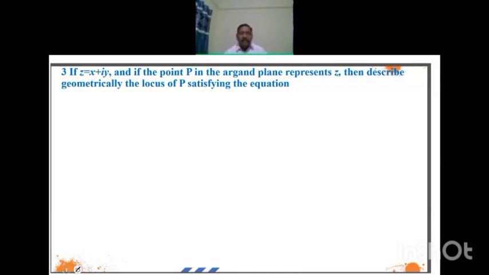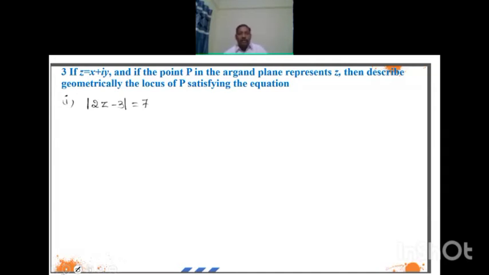If z is equal to x plus iy, and if the point P in the Argand plane represents z, then describe geometrically the locus of P satisfying the given equation. The first equation is modulus of 2z minus 3 is equal to 7. Here z is equal to x plus iy is given, and you need to find the locus satisfying the given condition. So mod(2z minus 3) is equal to 7.